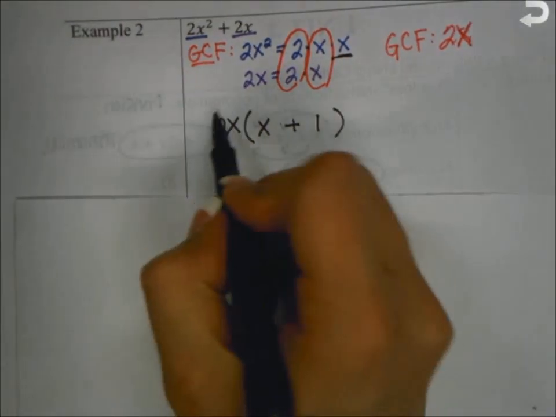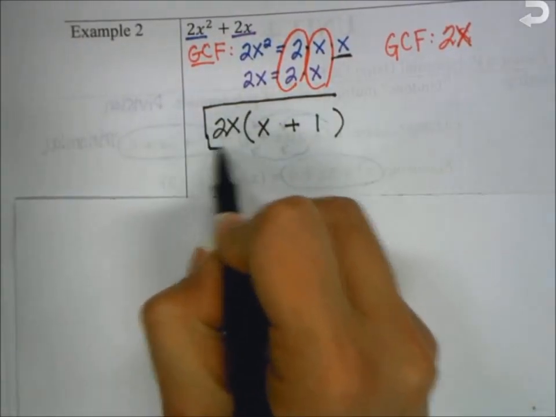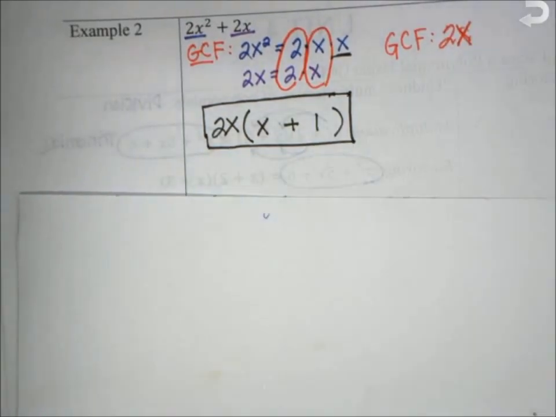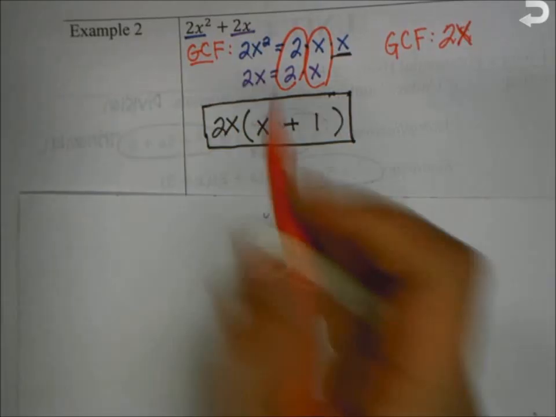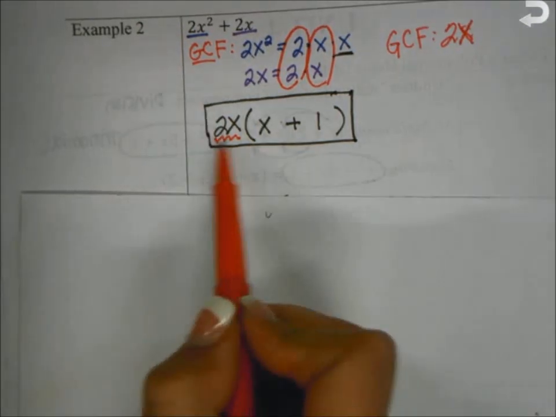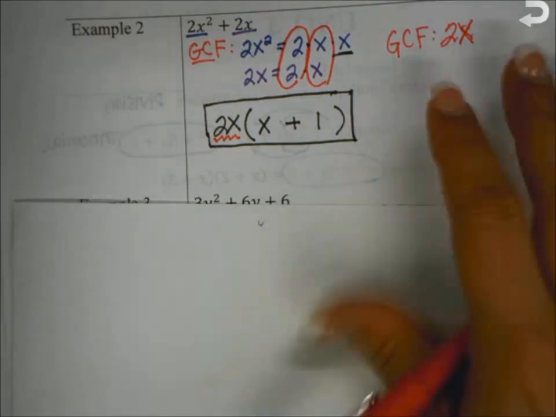But your greatest common factor is 2x. My greatest common factor is 2x. So your greatest common factor, your GCF, is going to be whatever is out here on the outside. This is your GCF. How could I check this answer? How'd you plug it in? What do I have to plug in?